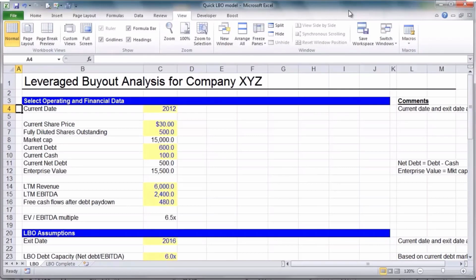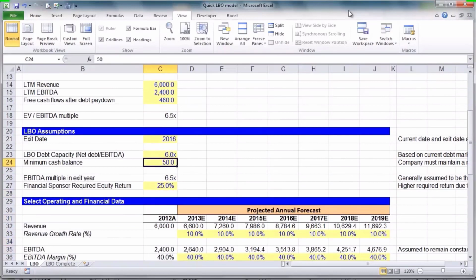In the first two videos, we discussed what XYZ is currently doing financially: $6 billion in revenue and $2.4 billion in EBITDA. For the purposes of our analysis, we're going to acquire company XYZ and exit in 2016, selling it for 6.5 times the EBITDA in 2016. We're the financial sponsors, and we require an annual return of 25%.